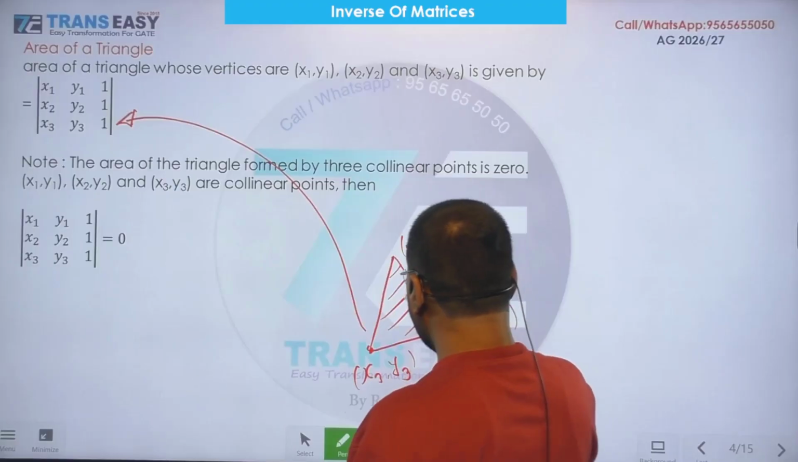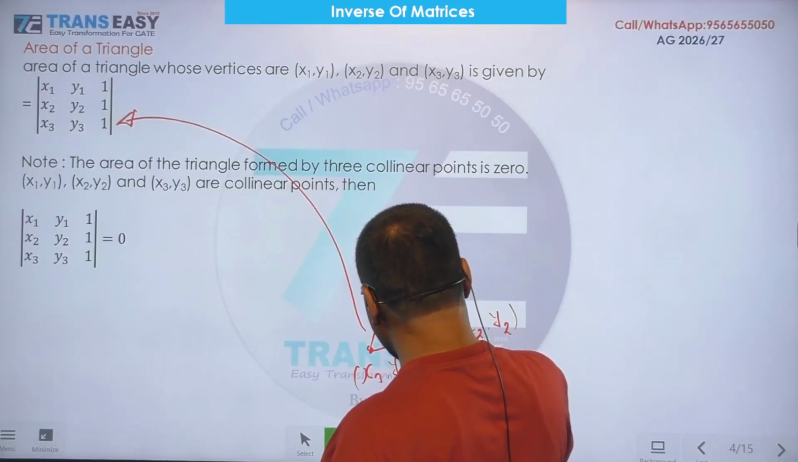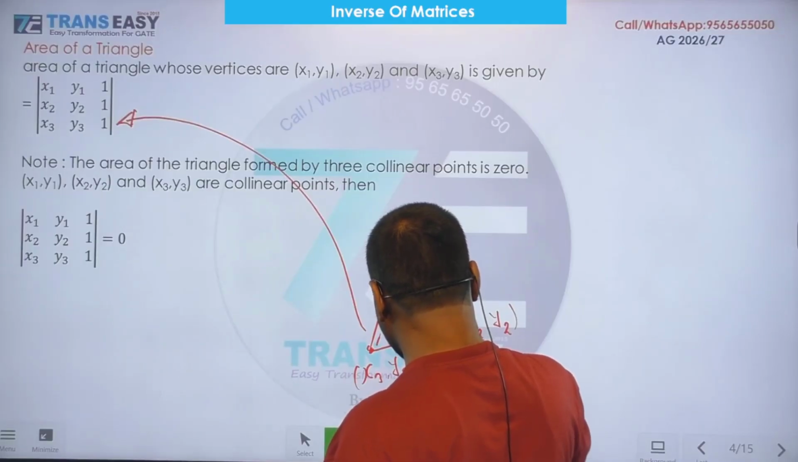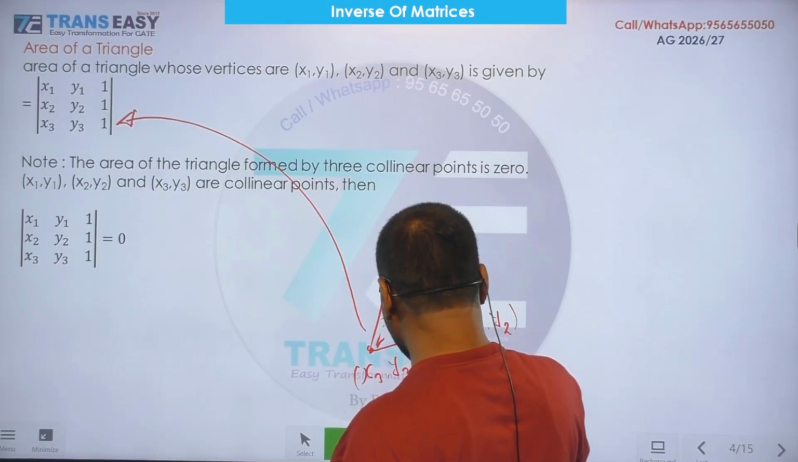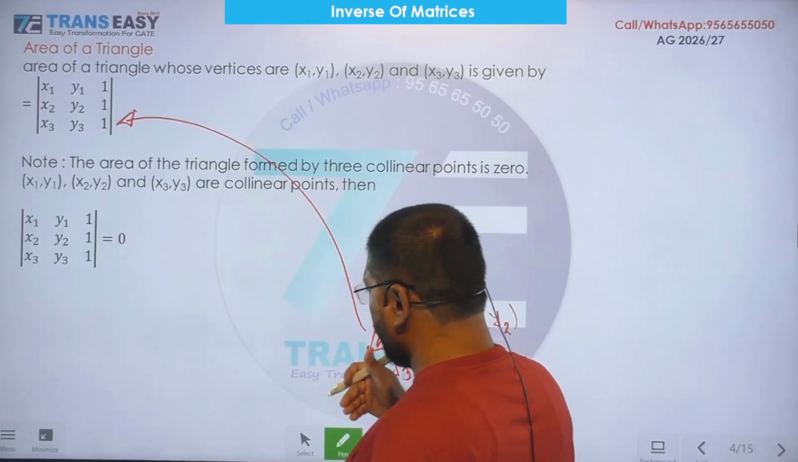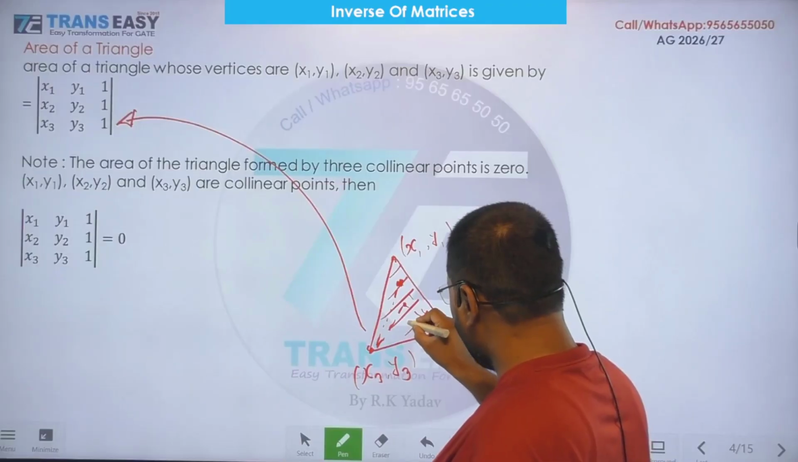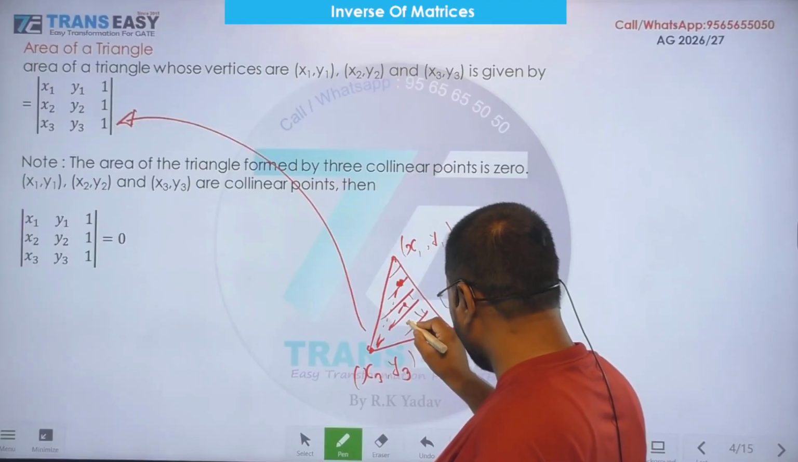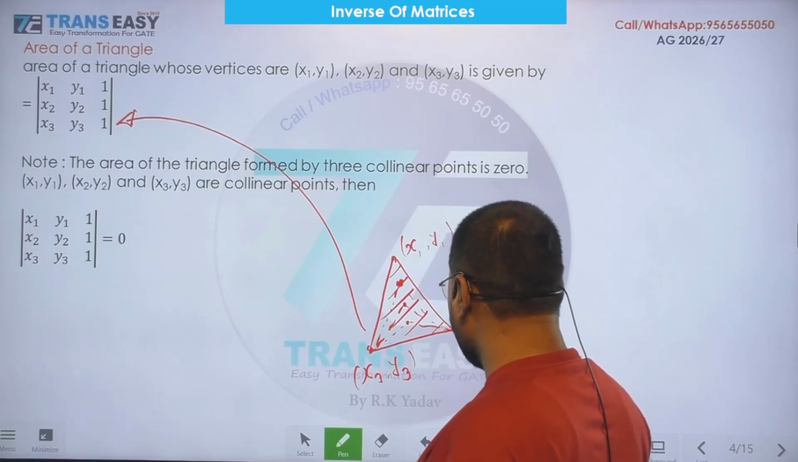Now friends, move this point to this point. So now the new triangle is this. Its area reduced. Further move this point here. Area further reduced. So the value of the determinant also reduces. Move this point here. This is a triangle and its area is further reduced.